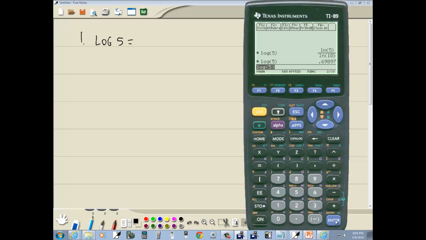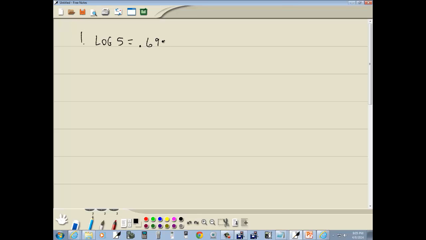And now if I press enter on log 5, then you see I get the decimal approximation, which would be 0.6990, rounded to 4 decimal places.